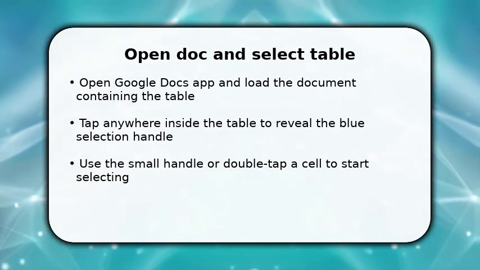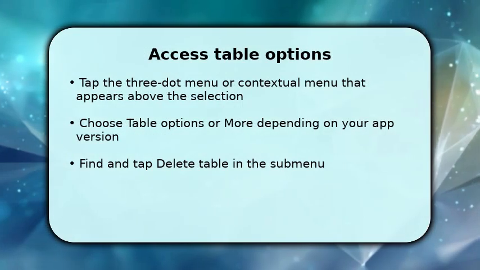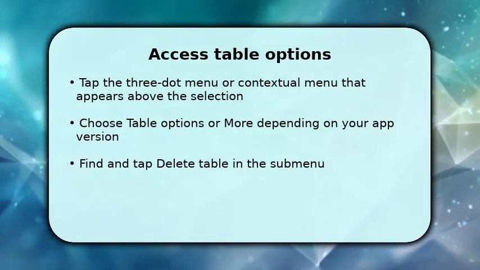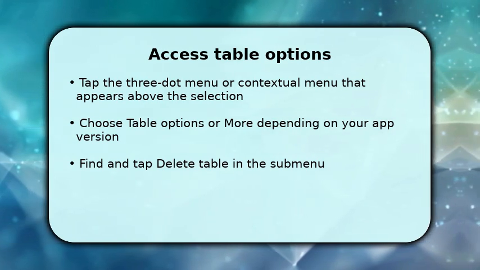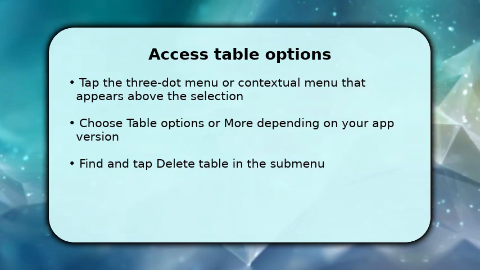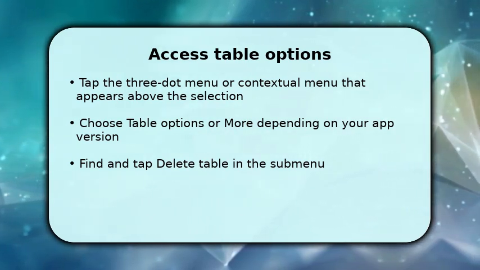After selecting the table, move quickly to the three-dot overflow or the floating contextual menu that appears near the selection. Tap that menu. Depending on your app version, you may see table options directly or a more item to expand. Once the menu is open, locate Delete Table.